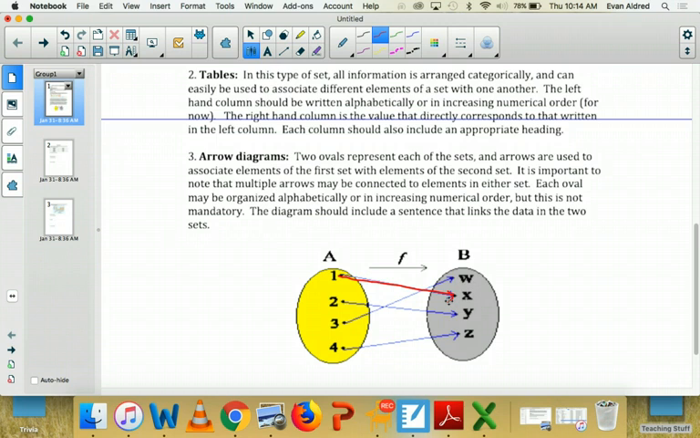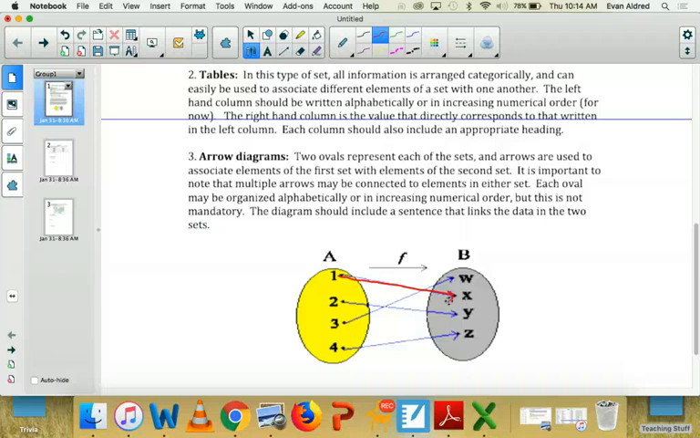You'll notice in this diagram that the numbers and letters are arranged either in increasing numeric order or in alphabetical order. You don't have to do this, but it's a good habit to get into just to keep everything organized in a particular way. So again, that's not mandatory, but you'll see when I do some examples that I tend to arrange my information in my arrow diagrams either alphabetically or in increasing numerical order, but again, this is not required.